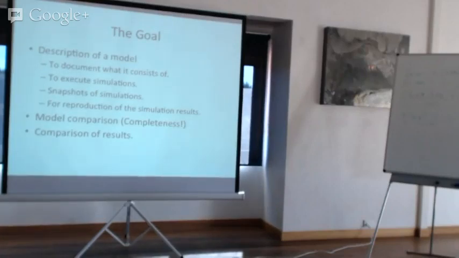For the last point, the reproduction of simulation results, we need a very complete description of the model, because when we leave out something which we implicitly put in the model, or somebody else is adding something to the model that we are not taking care of, we will get different results. Then it's the same thing with model comparison and comparison of results from other groups with other software.